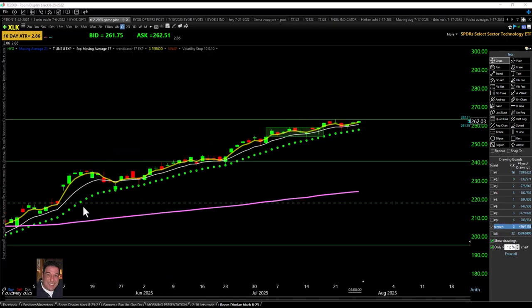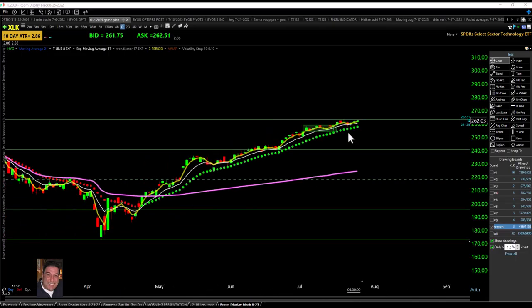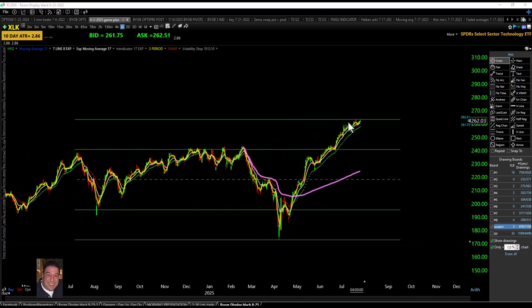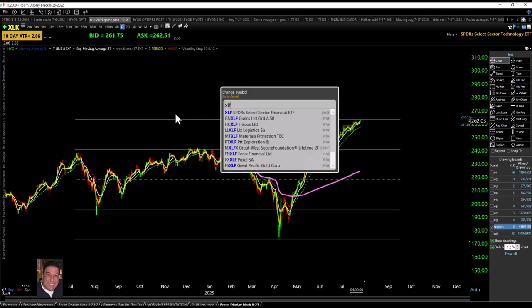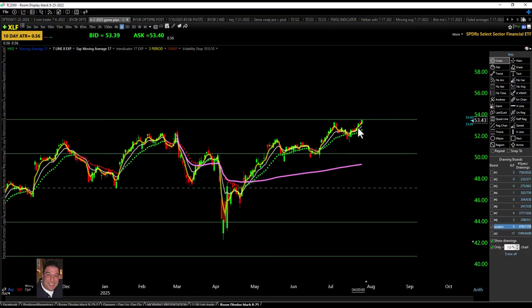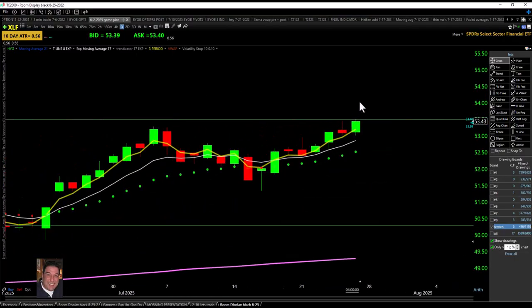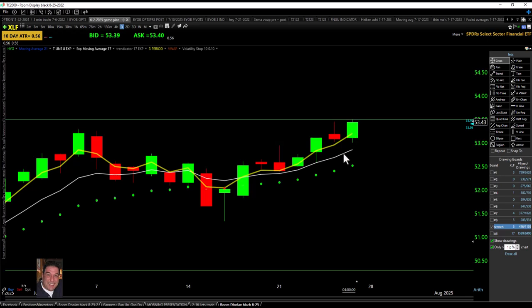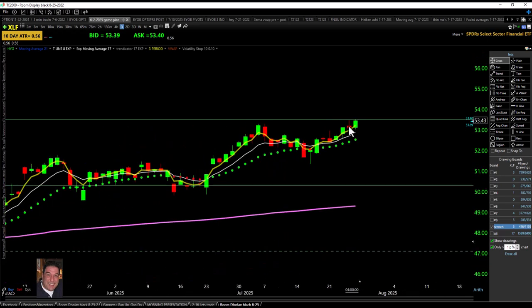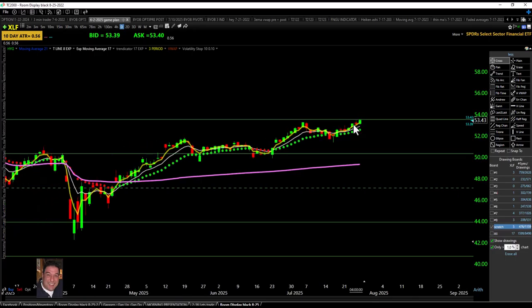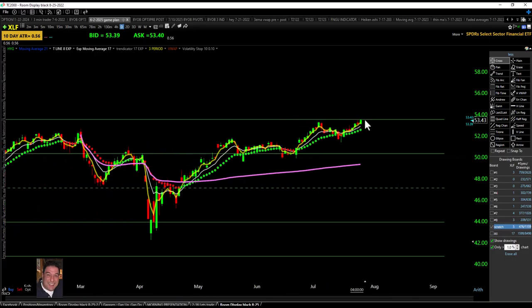Again, look at all the green dots. And you can see it just recently made a new all-time high up there. So that's XLK. Let's take a look at XLF. XLF puts in a new all-time high today. Let me just say, puts in a new all-time high. It doesn't get any better than that.